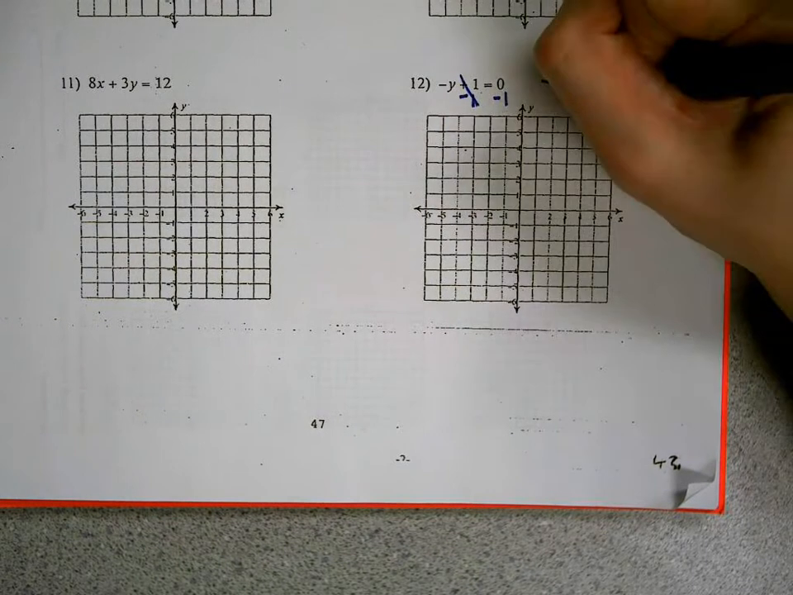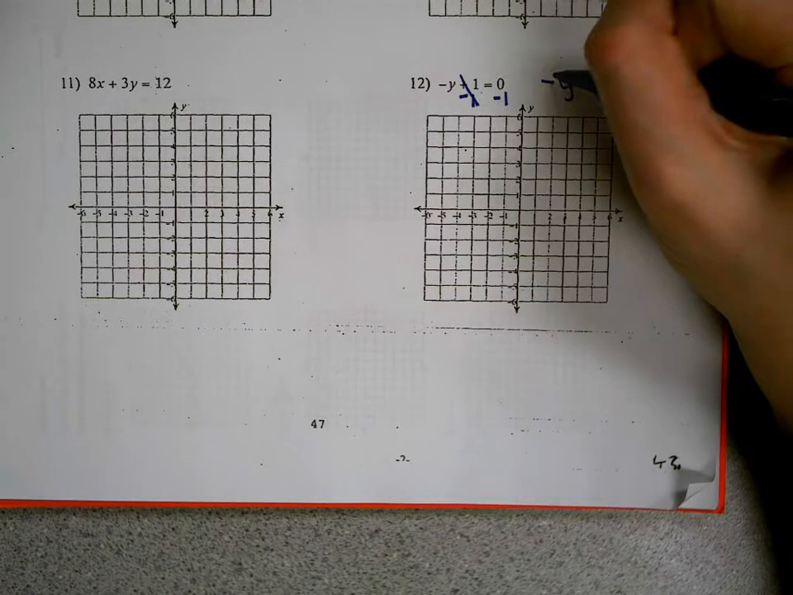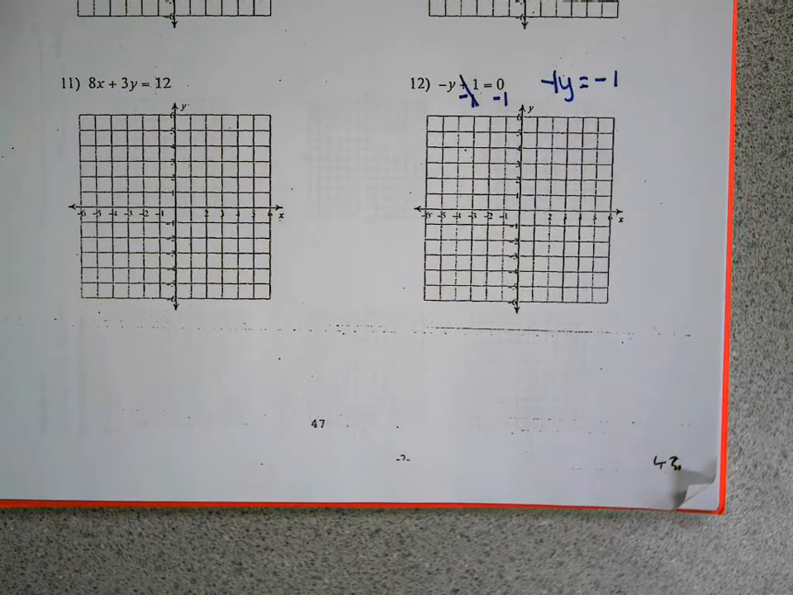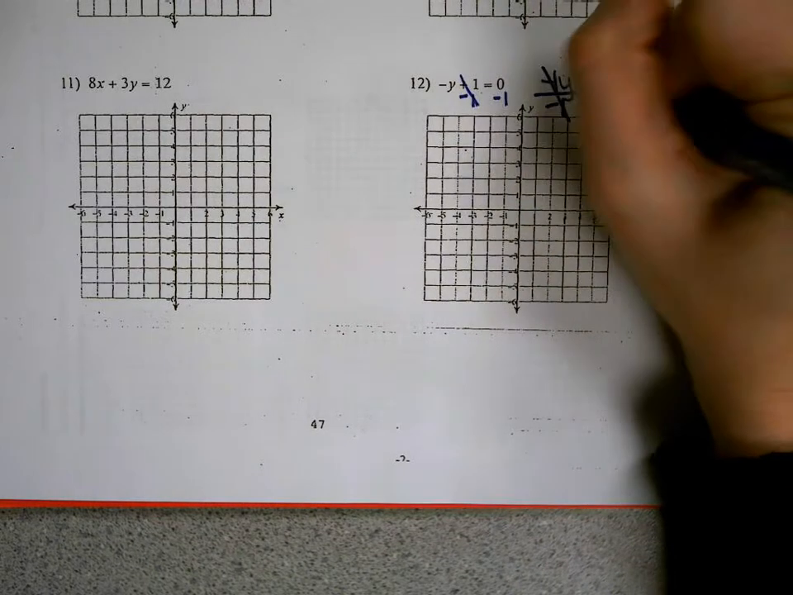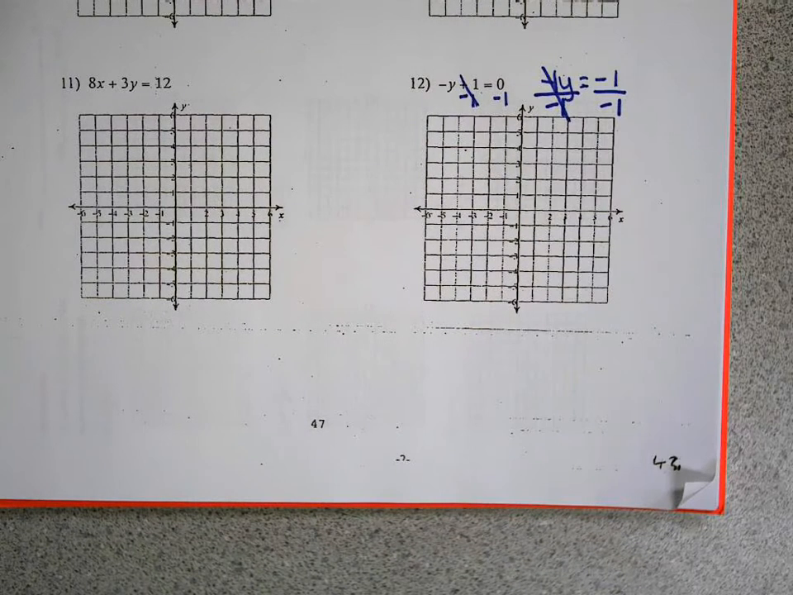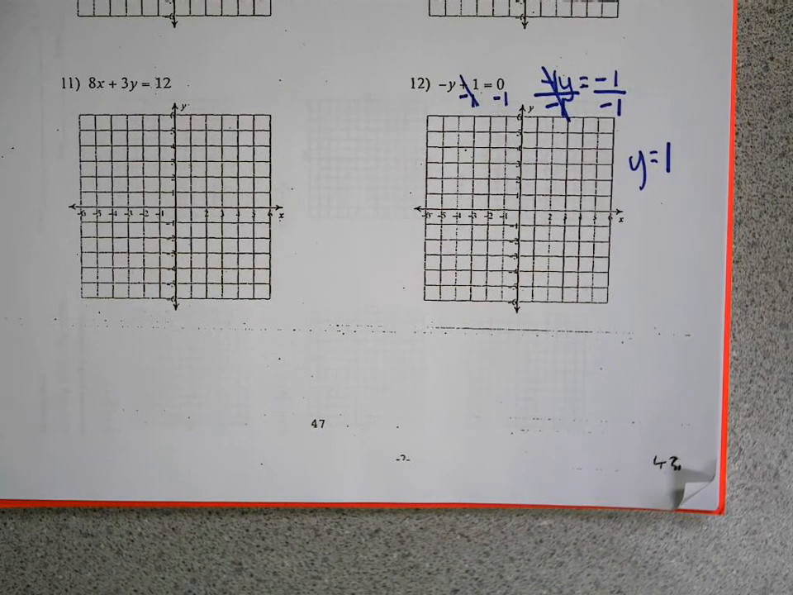Now remember, this negative in front of the y really tells us that it's negative 1y. So there's a negative 1 right next to a y, which means multiply. And we want to split those apart. We don't want the negative 1 to be there. So to split them apart, we do the opposite. We divide by negative 1 on both sides. So we have y equals 1.